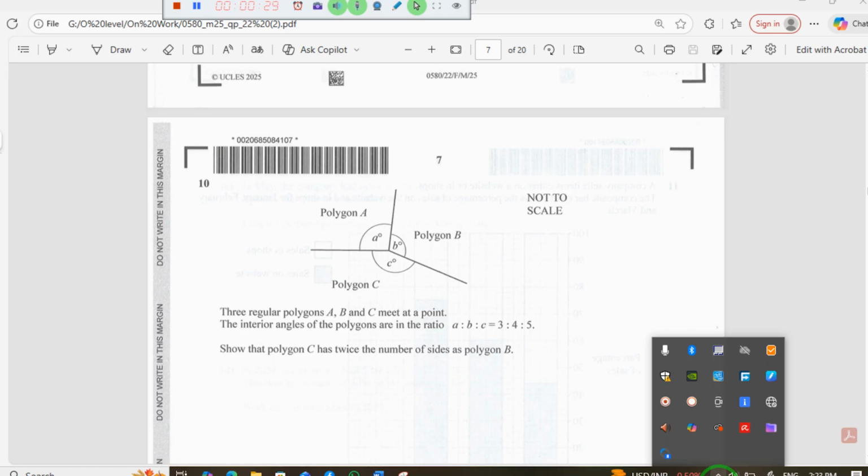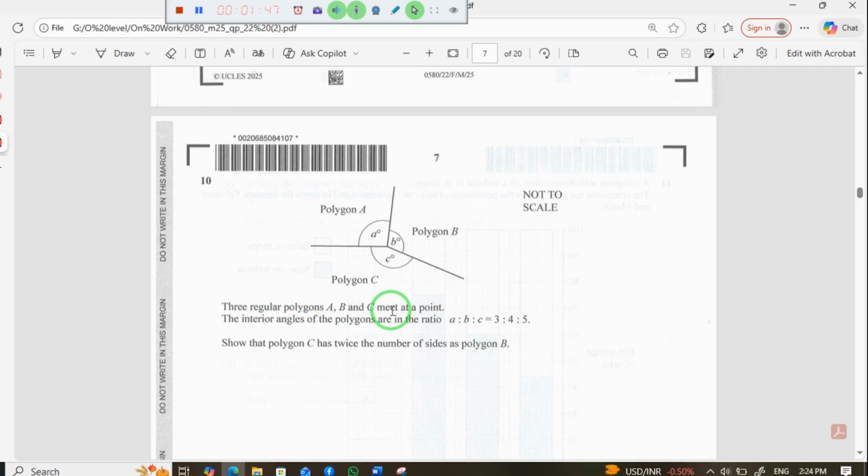Question number 10. The regular polygons A, B and C meet at a point. The interior angles of the polygons are in the ratio A : B : C equal to 3 : 4 : 5. Show that polygon C has twice the number of sides as polygon B. It means we should prove that the polygons meeting at the point are such that the number of sides of polygon C is twice the number of sides of polygon B. So how to prove this?